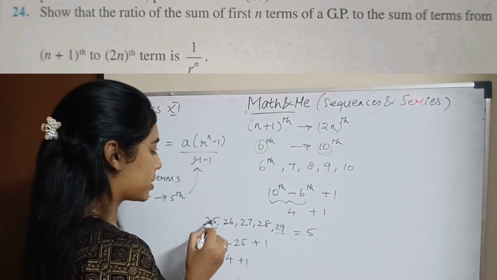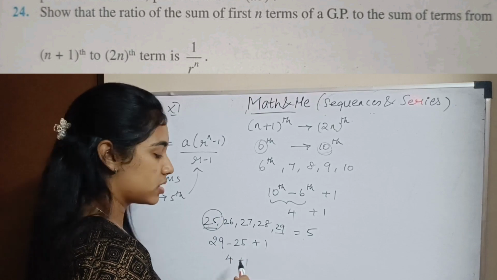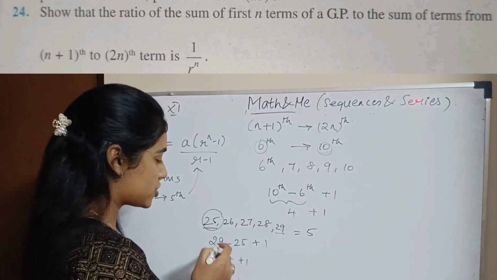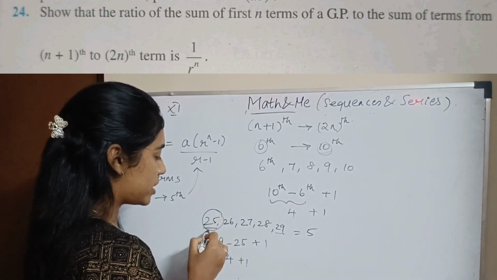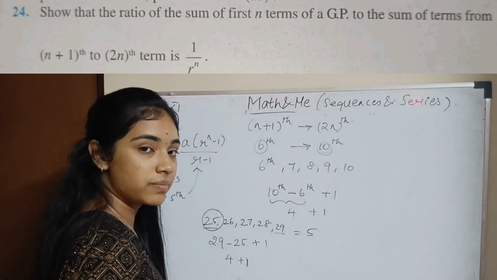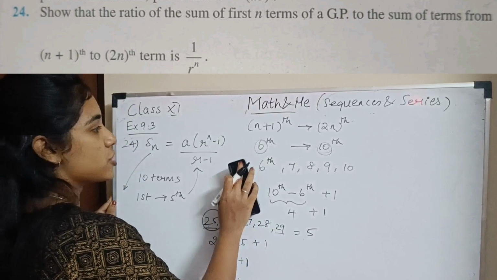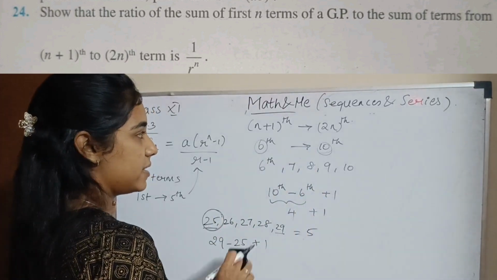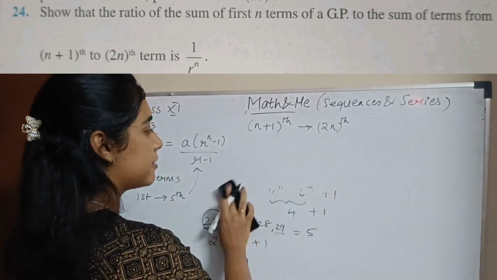Because basically when you subtract, this one term gets omitted. So you add it back here. Okay? You're just adding 1 because this 25 had been omitted and you're trying to include that by adding plus 1. Okay? So basically, why did I say this? How many number of terms do we have?